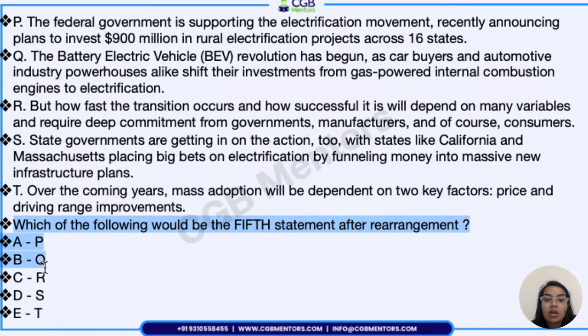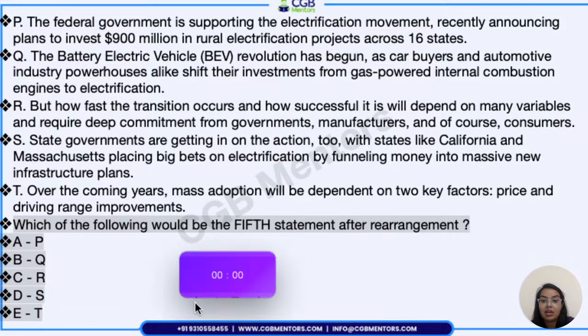Okay, we are gonna solve all of them, so you can ignore this instruction. You have PQRST, 5 sentences. We have another palatable question. Please arrange all the 5 sentences. I'll put the timer here.